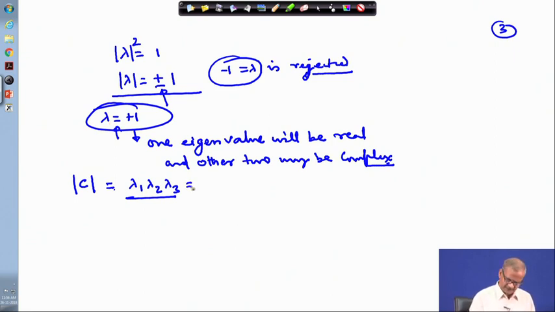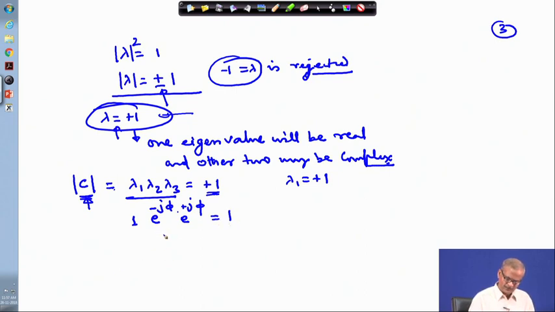So, this quantity is plus 1, because this is a rotation matrix. Thereafter, we also have lambda equal to plus 1, one of the eigenvalues. So, let us say lambda 1 is plus 1. So, we will have here 1, and the other two are complex conjugates. So, we will represent them as e to the power j phi and e to the power minus j phi, and this will be equal to 1.